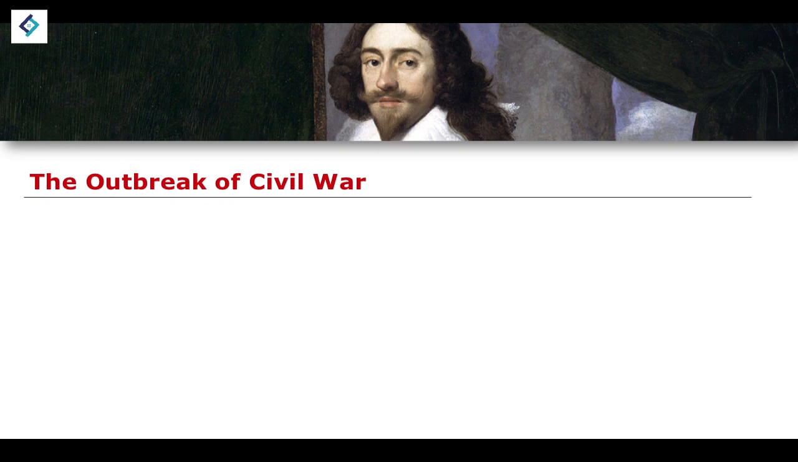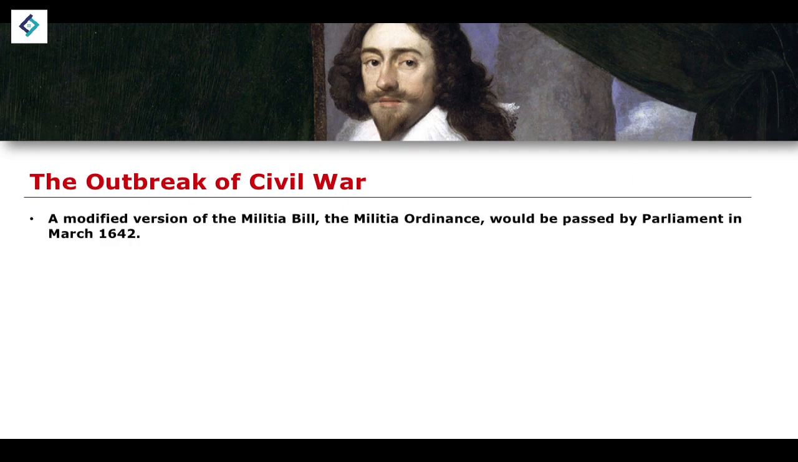So let's think about the outbreak of the Civil War. Charles has fled London. He's at Hampton Court. So what is actually going to take place? What is actually going to happen? Well, a modified version of the Militia Bill that had been introduced all the way back in December of 1641 by Arthur Heselrigg was introduced to Parliament in March of 1642. This was known as the Militia Ordinance.